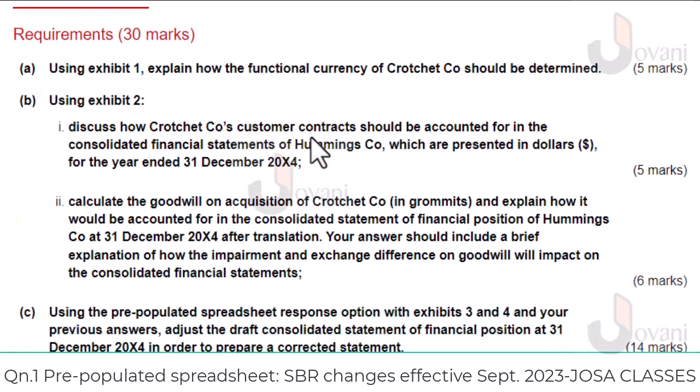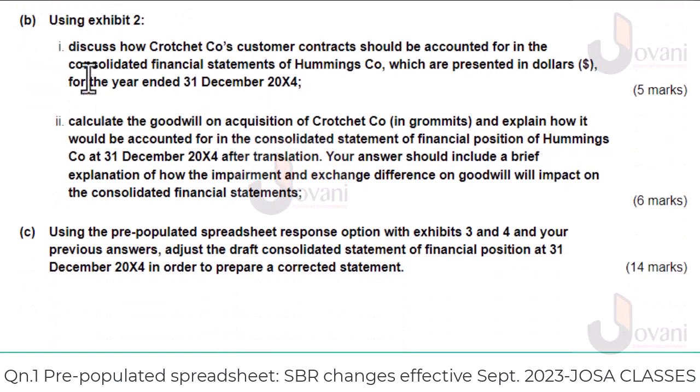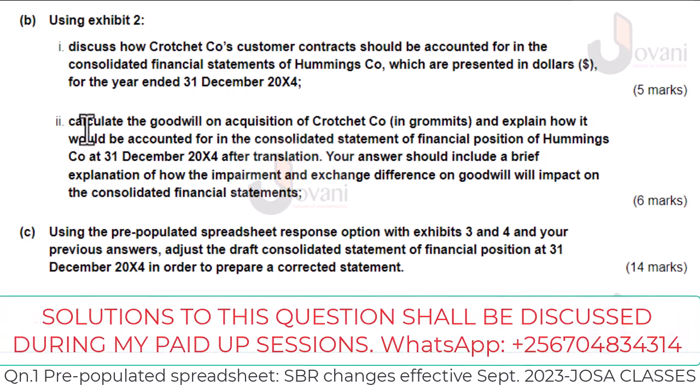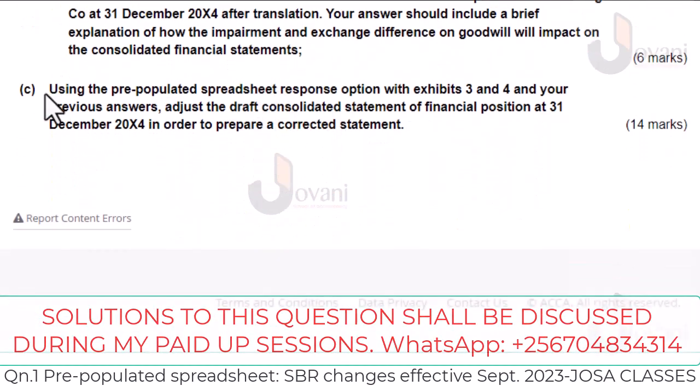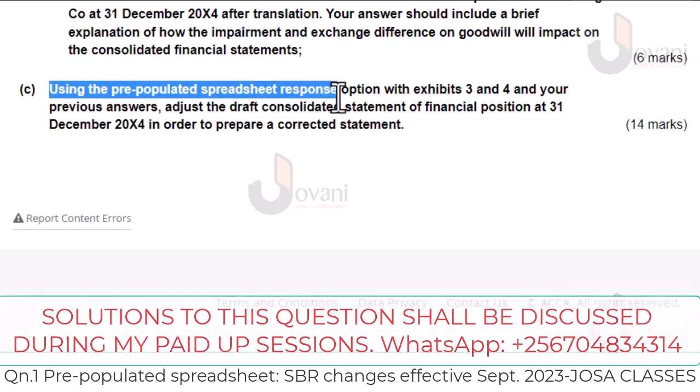And then we come to the requirements, which is 30 marks. This talks about using Exhibit 1, explain how they should obtain their functional currency. Using Exhibit 2, how should they treat their customer contracts. And then calculation of goodwill, of course, using Exhibit 2. And then Part C is saying using the pre-populated spreadsheet response option.